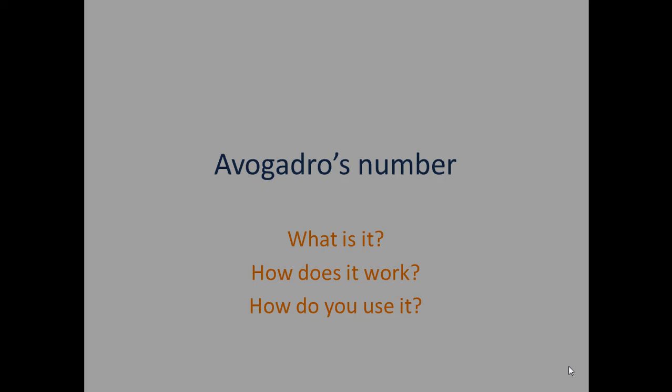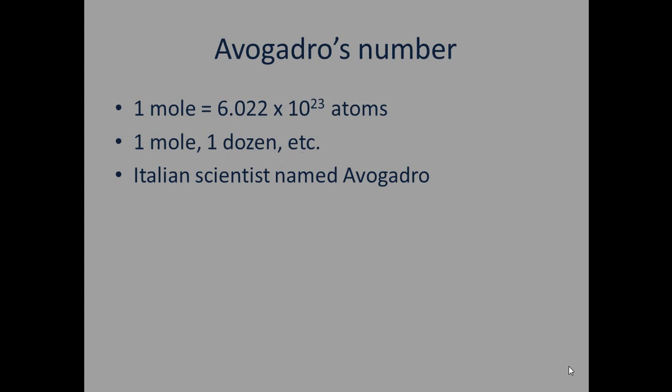Avogadro's number. What is it? How does it work? And how do you use it? The number is basically 6.022 times 10 to the 23rd, and that's referenced to mole. It tells you how many atoms there are in 1 mole of any given substance.